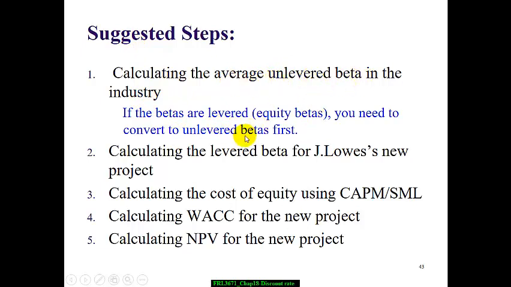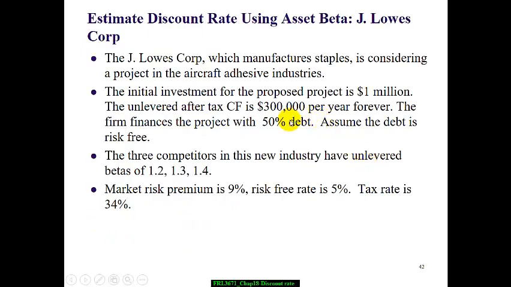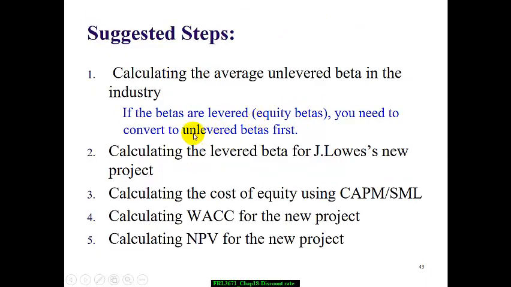So the usual step is, for the pure play firms, we want to get the average unlevered beta. The good news is it's already an average beta to begin with, so we can just get the average of three of them. Then for the J. Rose new project, recall it's also loaded with 50% debt. From unlevered beta, asset beta, we have to level up with 50% debt. Now we will use the Chap18 model, figure the cost of equity, then WACC, then net present value.